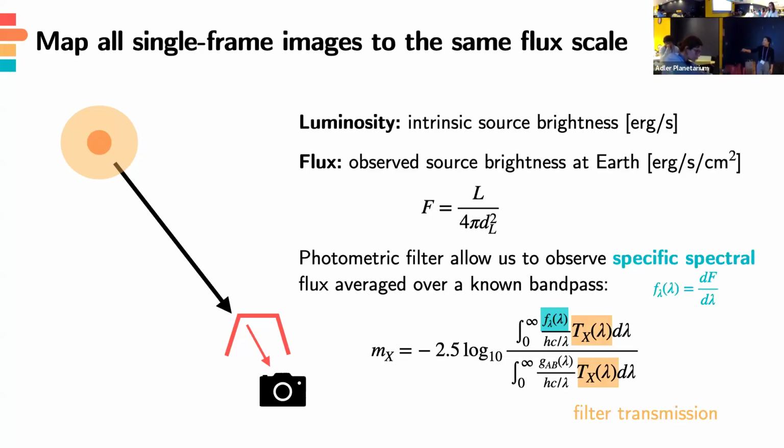So the specific spectral flux is here, which is just the derivative of the flux with respect to wavelength, or it could be with respect to frequency. And then the T_X of lambda here is your filter transmission curve. So what this is really saying is that your magnitude is proportional to negative 2.5 times the logarithm of the ratio between the flux that you see averaged over your transmission curve and the flux of some calibrating reference source, which for the AB magnitude system is just a scalar for specific spectral flux in frequency space.